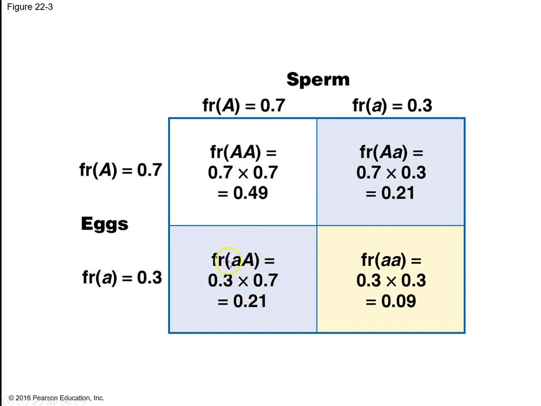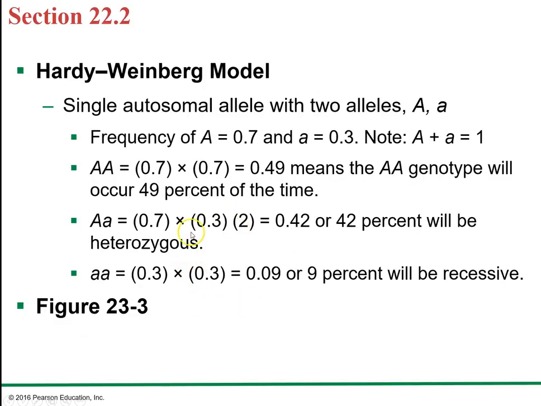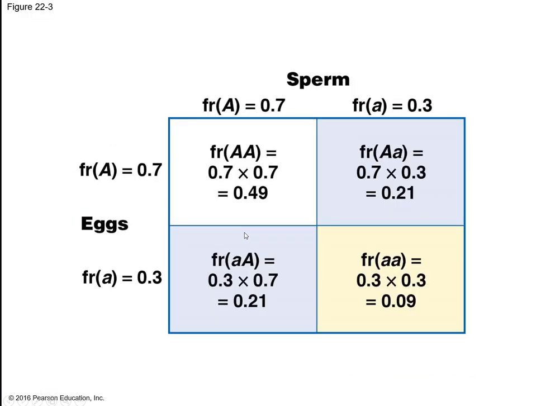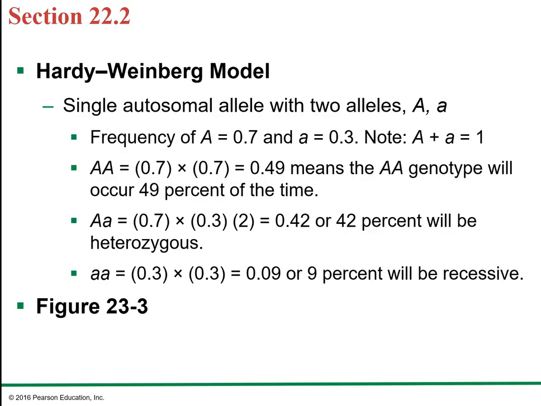And so the frequency of being a heterozygote, because it doesn't matter what order it's in or whether it comes from the male or the female, would be 0.21 times 2, or 0.21 plus 0.21. That's why, if we go back, we multiplied by 2. 0.21 plus 0.21 is 0.42. That's where that comes from. If you now look at the frequency of being homozygous recessive, you're getting one recessive allele from the male and one from the female, 0.3 times 0.3, 0.09, or 9%.